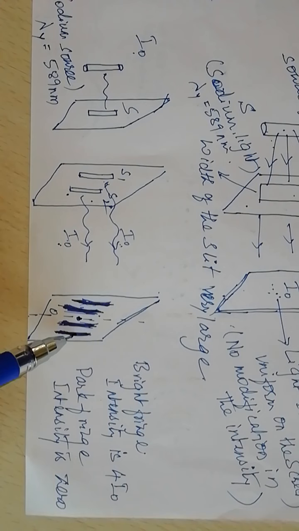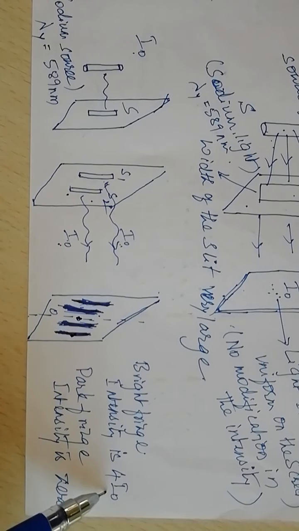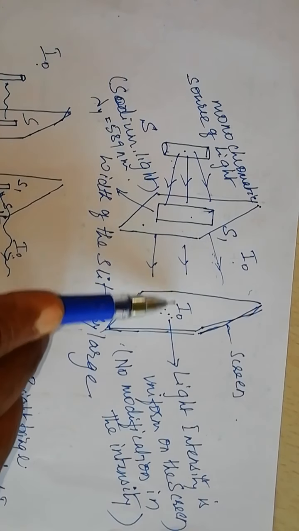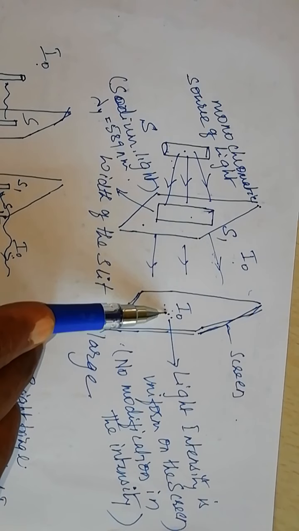But according to the law of conservation of energy, energy is neither created nor destroyed. Here I naught plus I naught, that intensity of light is not going to get destroyed, but the energy lost in the dark band appears in the bright band. That's why the intensity of a bright band is 4 I naught, not just 2 I naught as in the first case. Here if you have two sources, the intensity will be 2 I naught. If three sources are there, the intensity will be 3 I naught.